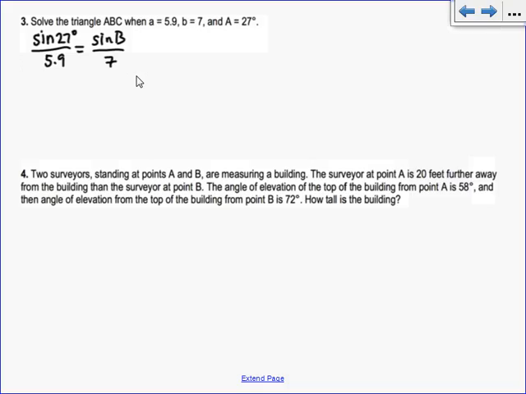All right, so as I do this, I have sine of 27. I'm dividing by 5.9. I'm multiplying the 7 over. So I get sine of B is equal to 0.5386 something. I keep that number in my calculator. Are you guys doing this along with me?